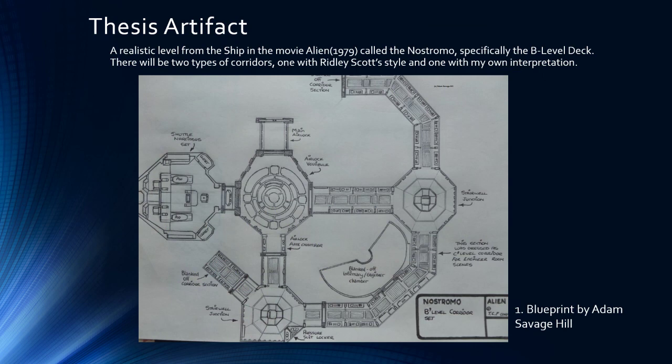This is the artifact that I wanted to create, or the blueprint that Adam Savage Hill was able to draw out. And I wanted to create level B because it's such an unseen level to the audience. Most of the people who create these kinds of levels and other fan-made stuff go for the main level, which has the famous Nostromo bridge and other factors that people recognize more. And I wanted to explore an area that people haven't really seen. And why don't we just jump straight into the demo?